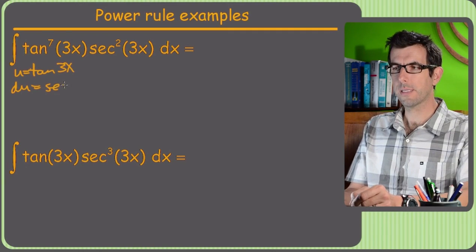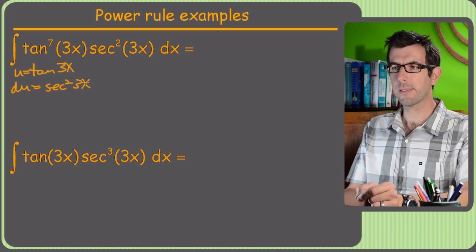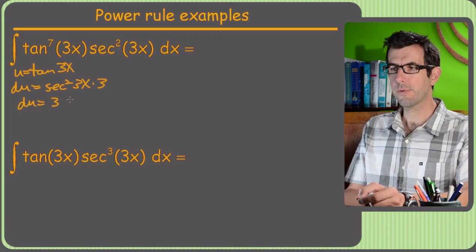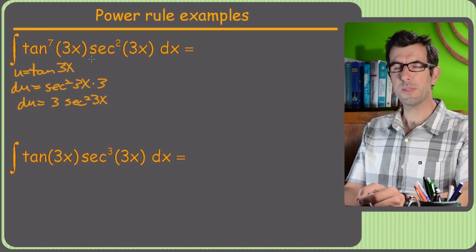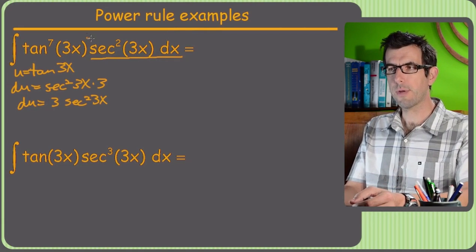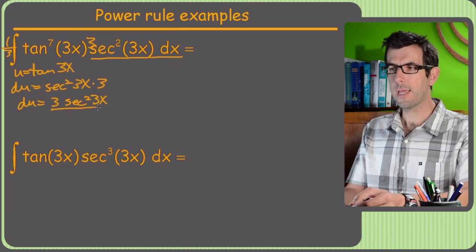Du, therefore, is secant squared 3x. And then remember, we're doing the chain rule, because the derivative of tangent of 3x is secant squared 3x times 3. So basically, the du, just to rearrange that, is 3 secant squared 3x. So you see how the secant squared actually wasn't a big mess. It was really great for us, because that's our du. The only thing I'm missing at this point is a 3, which means I need a 1/3 out front. So now I've got my 3 and my secant squared, all set.